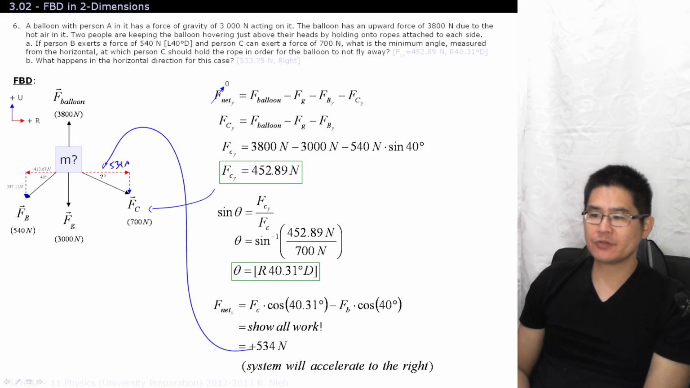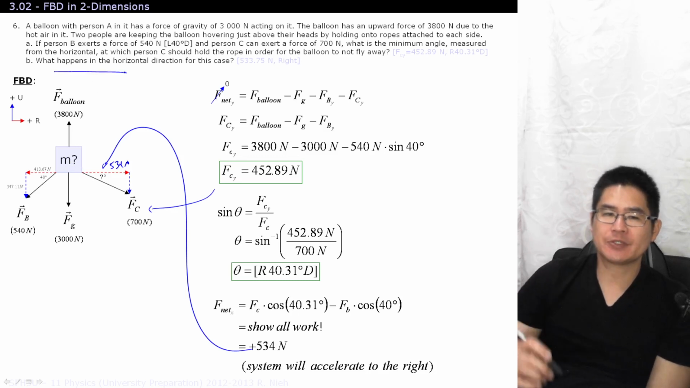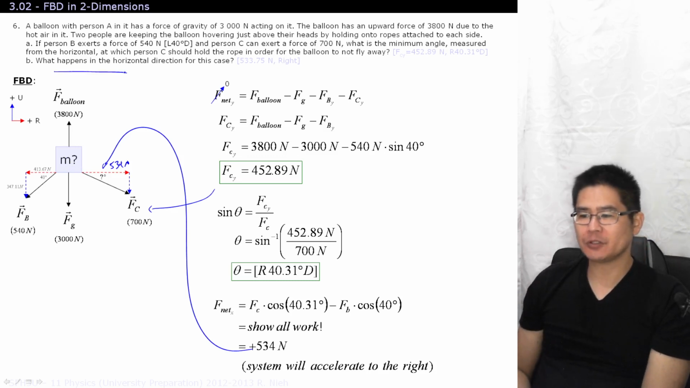Well, 534 newtons towards the right versus 413 towards the left. You could find out the corresponding acceleration, that's true, if you solve for the mass. But really, it just asks you what happens to the horizontal component. Since it's being pulled harder towards the right, the system will accelerate towards the right.